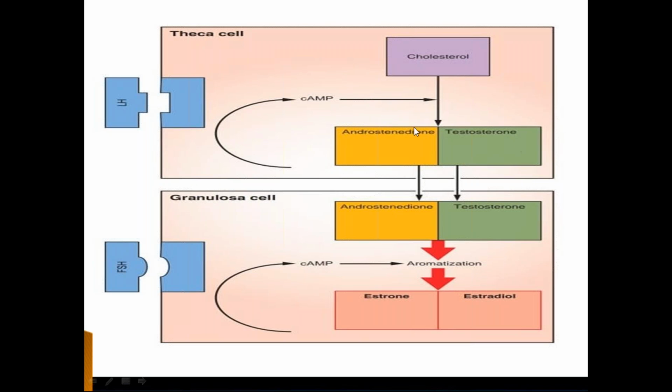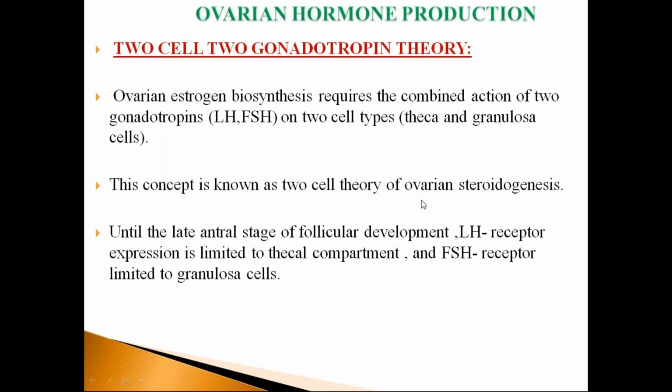Therefore, these androgens which are synthesized in the theca cells will pass through the basement membrane into the granulosa cells and finally they get aromatized into estrogens. So this is the two-cell, two-gonadotropin theory. This concept is known as the two-cell theory of ovarian steroidogenesis.